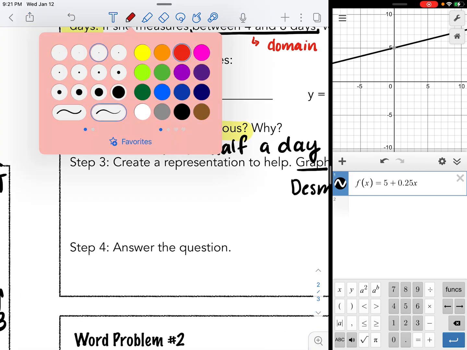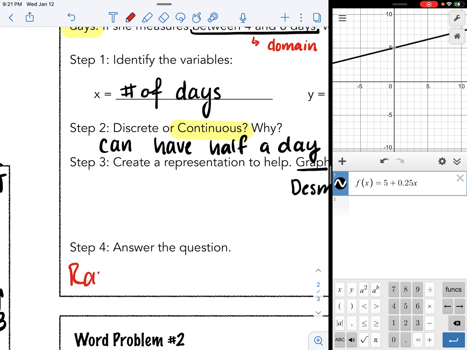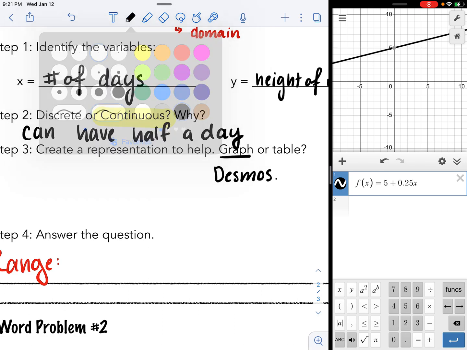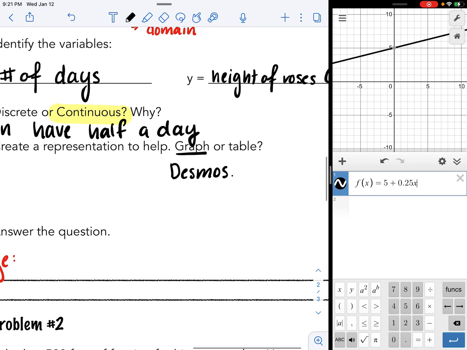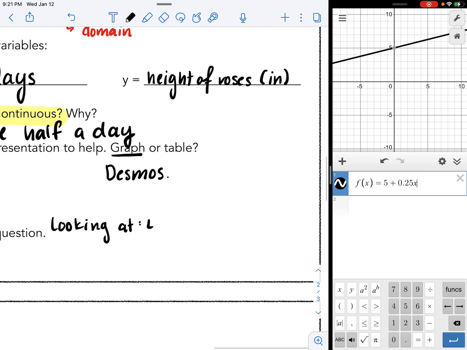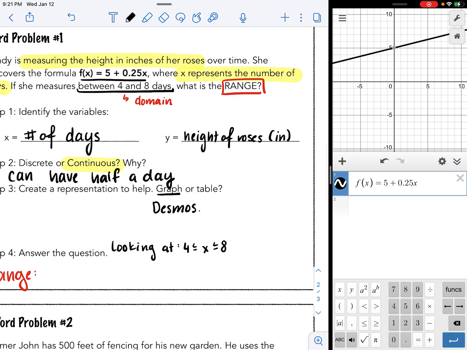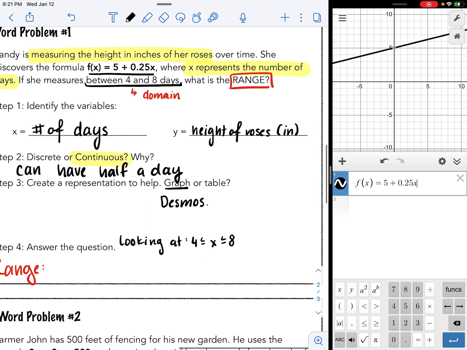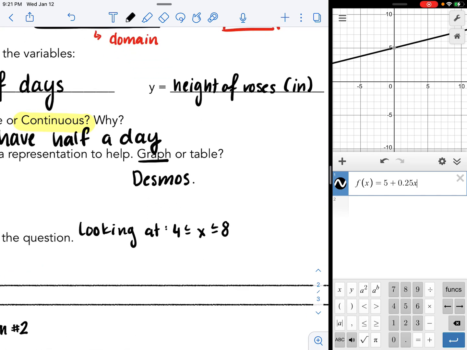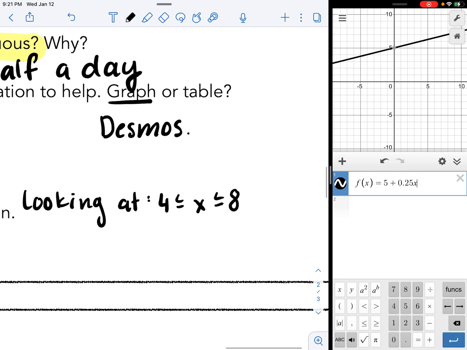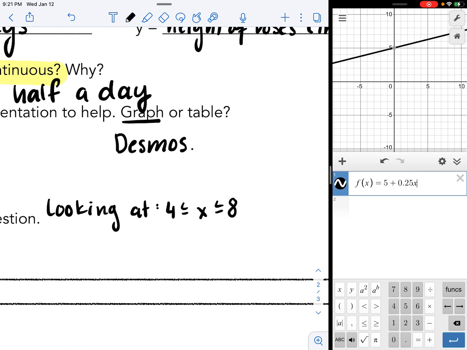Our question is asking for range. And specifically, we are looking at one part of the graph. We are really looking at where 4 days is less than x is less than 8 days. Because we're looking at between 4 and 8 days. And we said x was the number of days. So we're really looking at where x is between these two values.